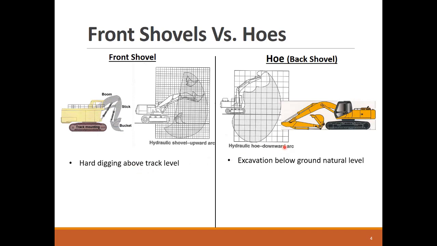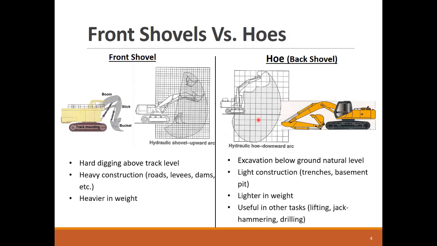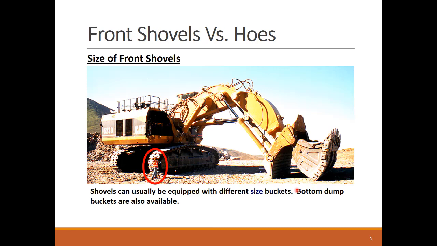On the other hand, hoes are primarily designed for below track level excavation, but they can also handle above grade excavation. They have an equilibrium advantage in this case, and this is why hoes are generally smaller and lighter than front shovels. Hoes are also handy in performing other tasks besides excavation, as we'll see in a later slide. This photo here is just a visual of how large front shovels can be.